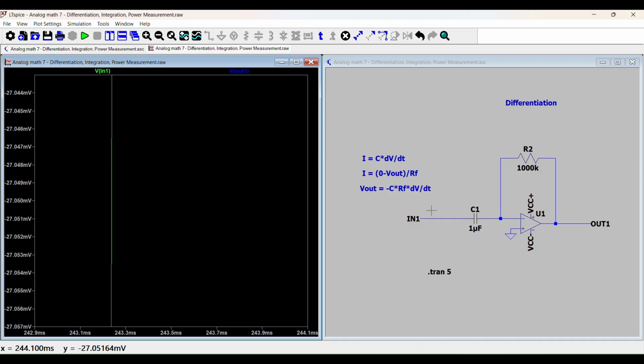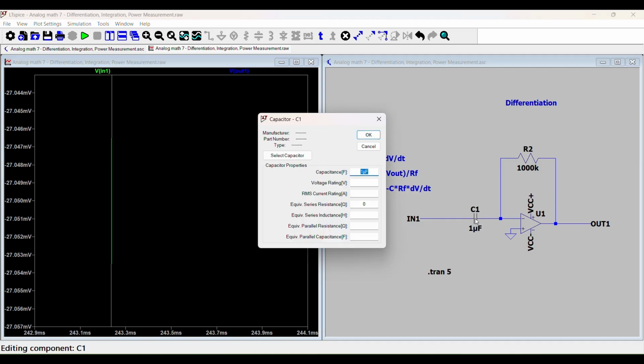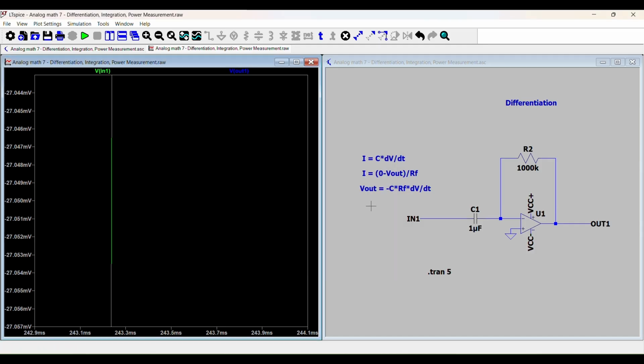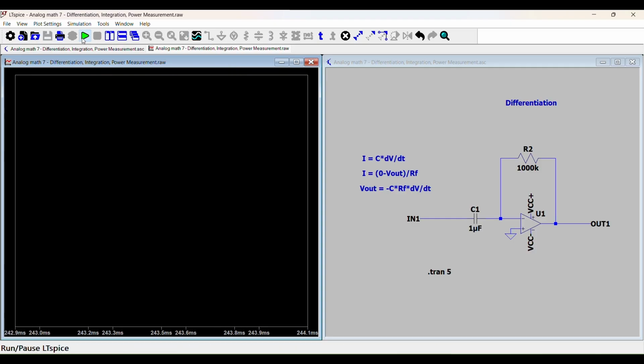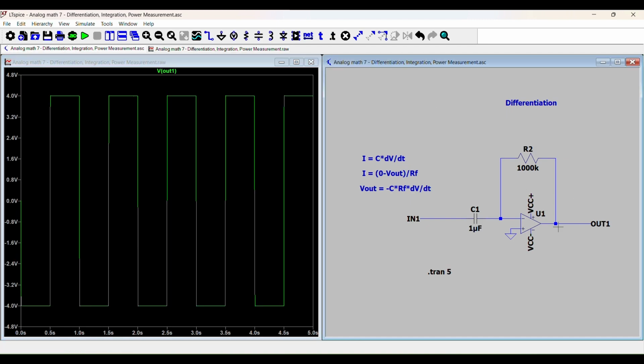So that's why in real life you don't observe this sort of effect. And to combat this, all you've got to do is add an equivalent series resistance here. So I'm adding 1K so that it stabilizes faster. If I rerun, you'll be able to see that the output is now again stable. Great, so that's differentiation.